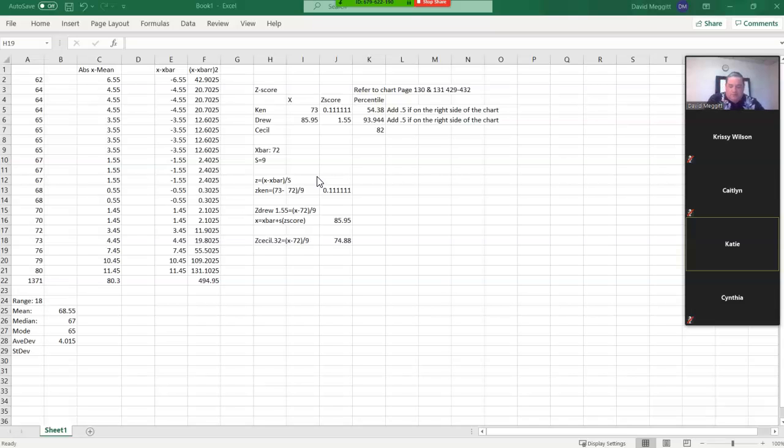All right, so that's chapter 5. Any other questions on chapter 5? We did mean, median, mode, average deviation, standard deviation, and z-scores, how to figure out all the other things from z-scores, including percentile rank. We filled in our little chart. Oh, no, we didn't, did we? Okay. 74.88, and then 0.32.